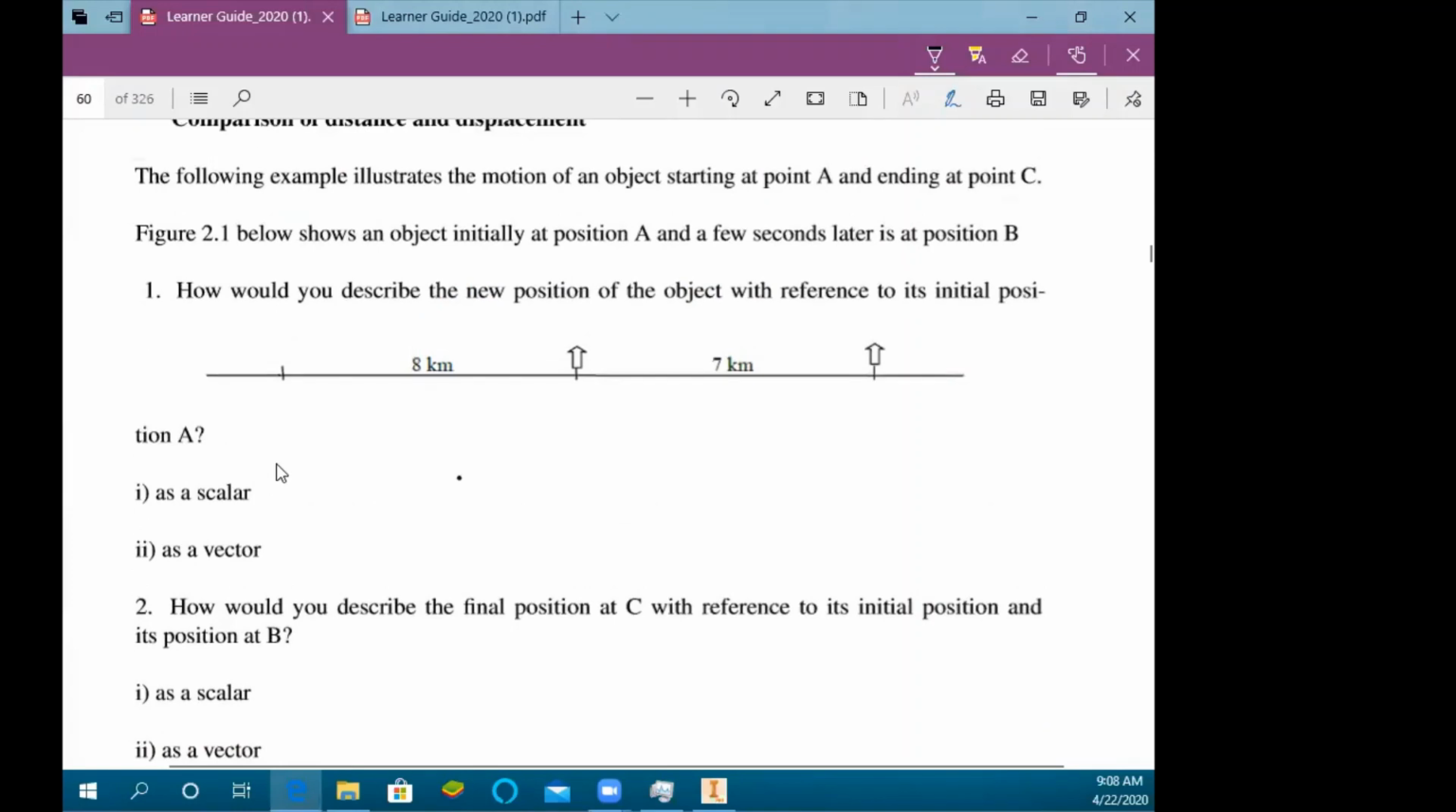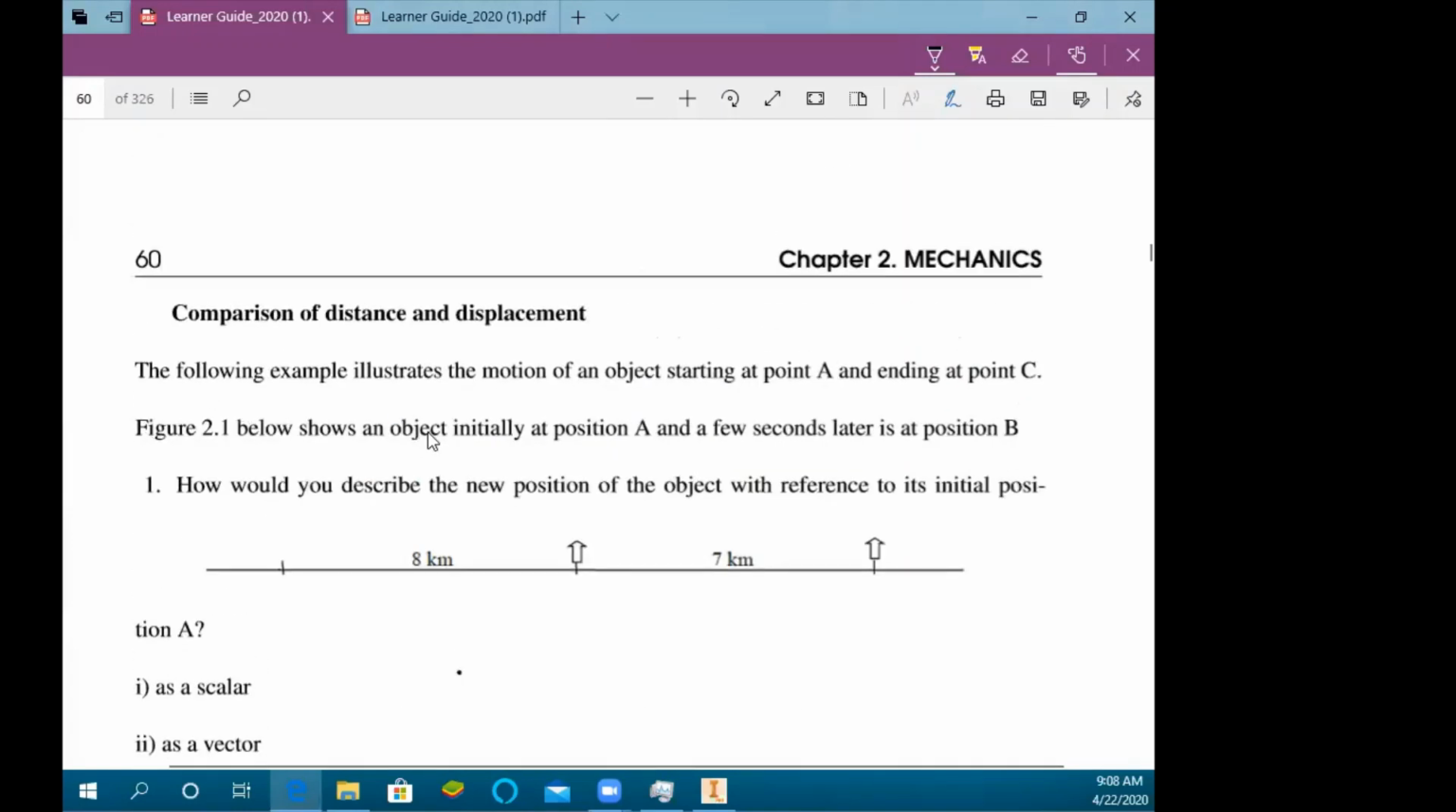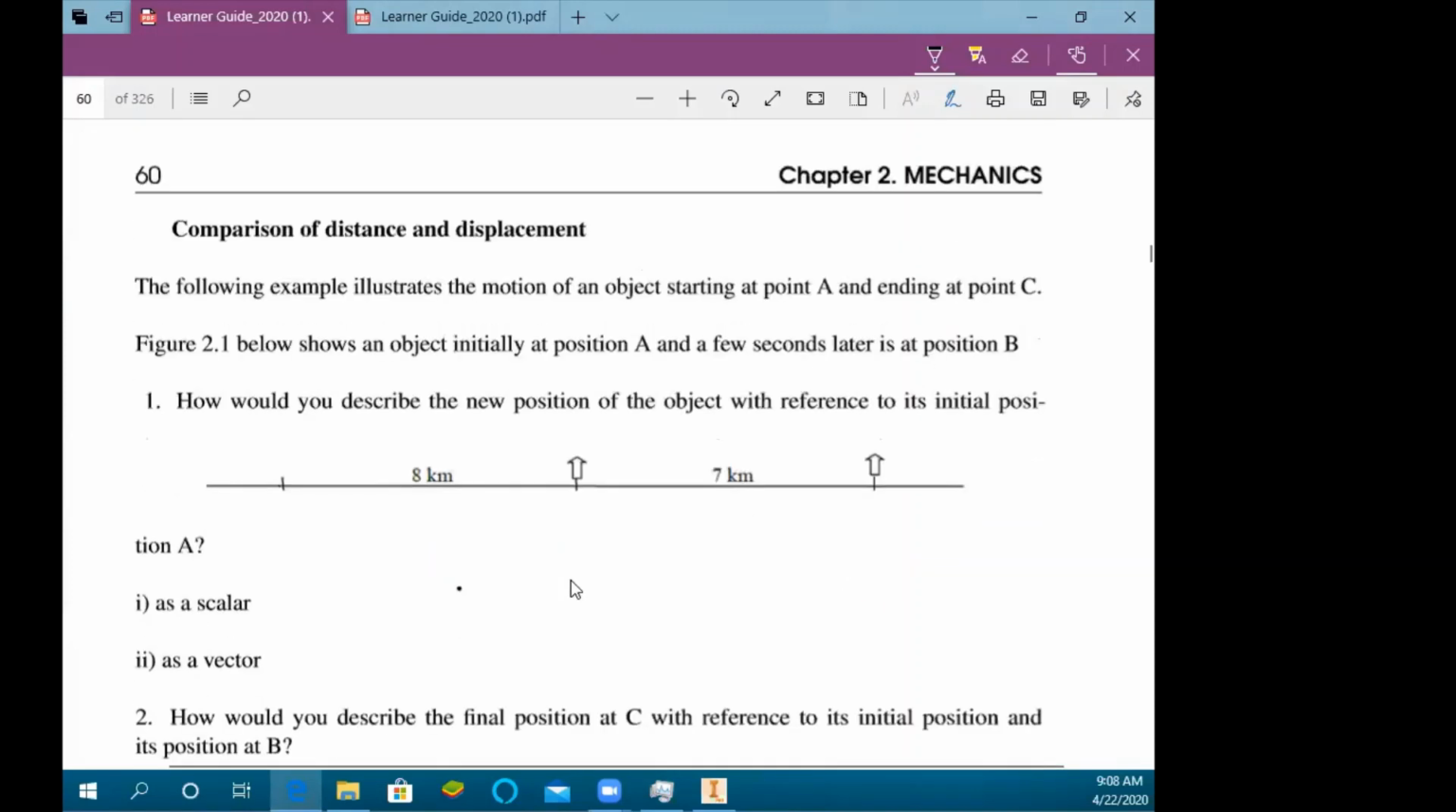Okay, how would you describe the new position? The following example illustrates the motion of an object starting at point A and ending at point C, right? Where is point A? Yes.